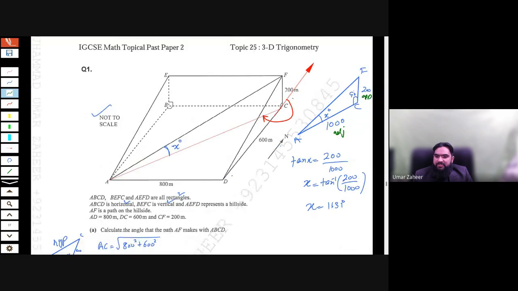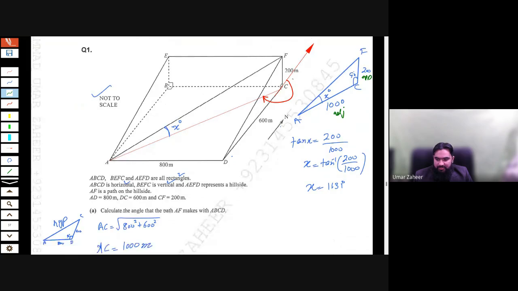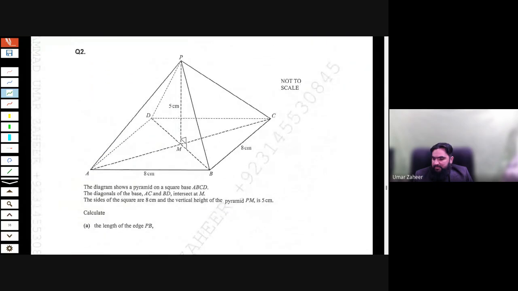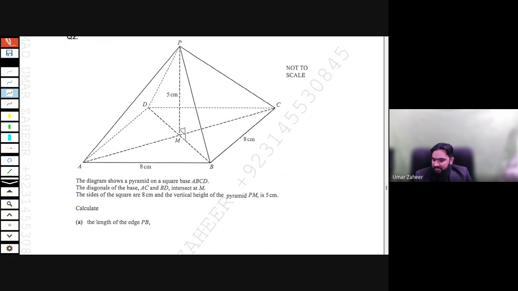The 3D questions are not going to be difficult. In this one, you just have to make the net shapes and work on it. So it's the first type of shape. In the next one, look at here, it is a pyramid with a square base. It is a square base, so that means all the sides are equal.